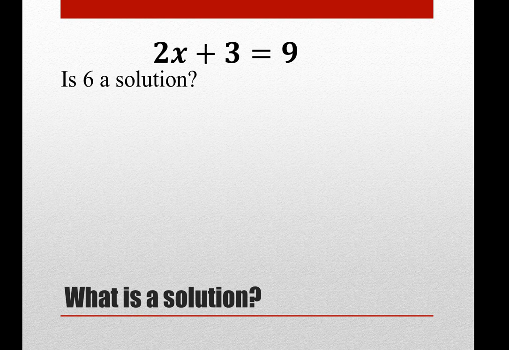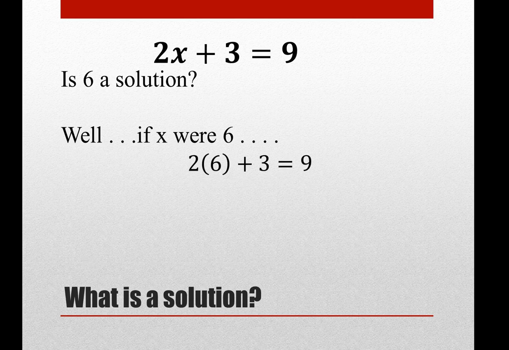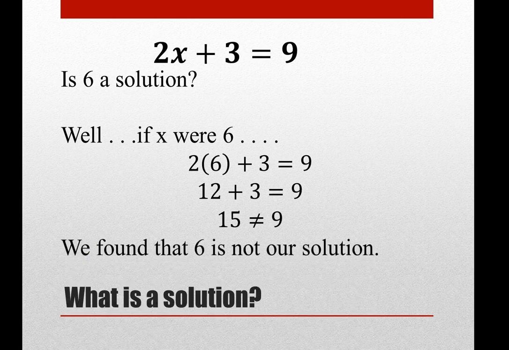Well, is that the only thing? Well, let's try it out and see. Let's just try another number. What if x were 6? 2 times 6 plus 3. So that's 12 plus 3, so that's 15. And 15 does not equal 9, therefore that is not our solution.